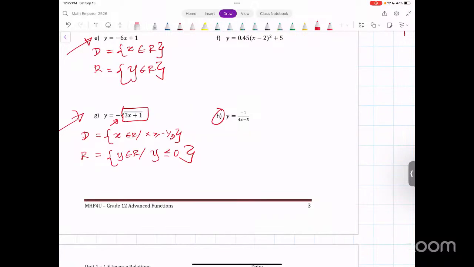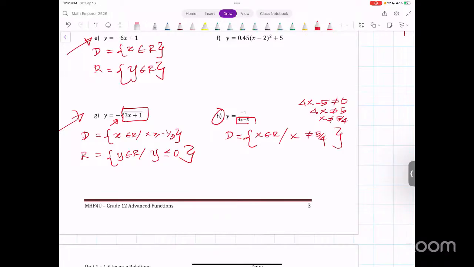All right, let's go back to Kevin. What is the domain, man? X belongs to the reals. Still thinking. It's a reciprocal function, so the denominator cannot be 0. Pretty straightforward: 4x cannot be 5, so x cannot be 5/4. Makes sense?